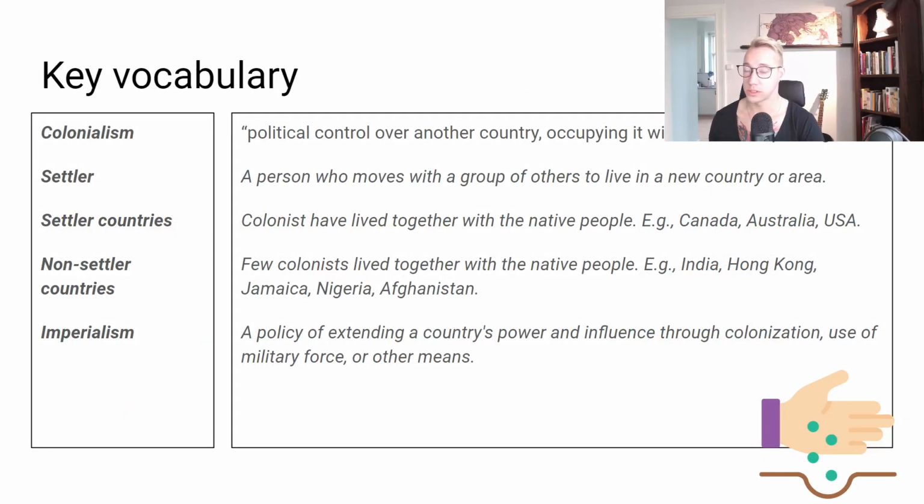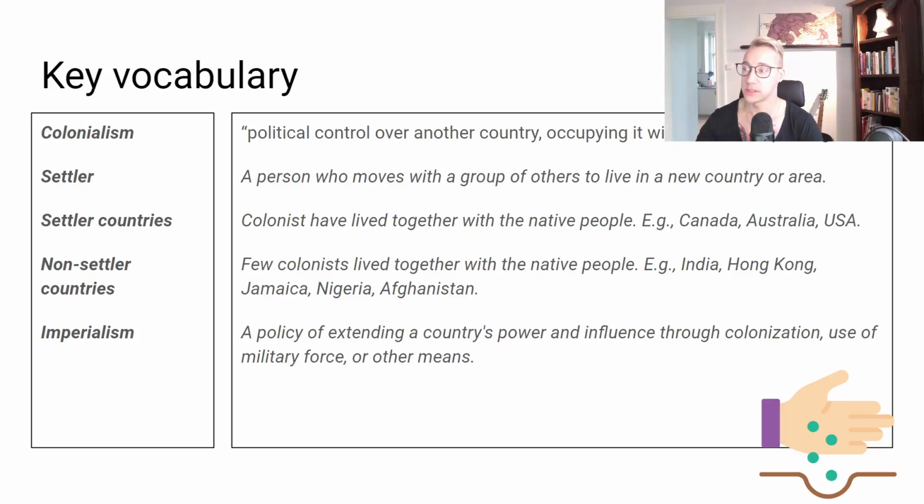Before we go into the meat of the lecture, I'm going to cover some key vocabulary that will show up as I talk. And these are the ones you see on the left, and we have the definitions in the middle of the page.